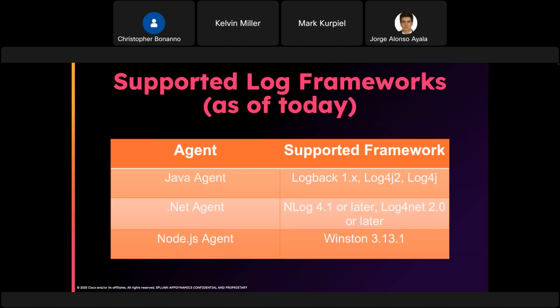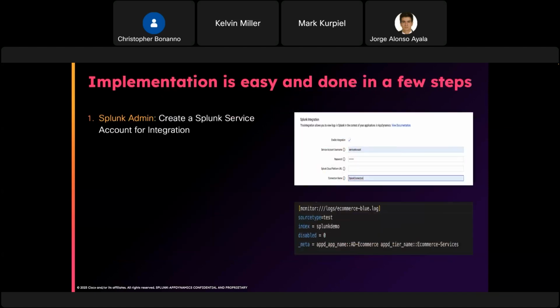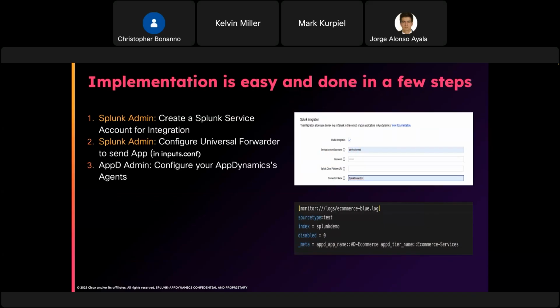So in terms of what you're going to actually be doing, this is the flow that we're going to go through as well. First, we're going to create a Splunk service account for the integration. Then we're going to go into the universal forwarder and update the indexes in the inputs.conf.